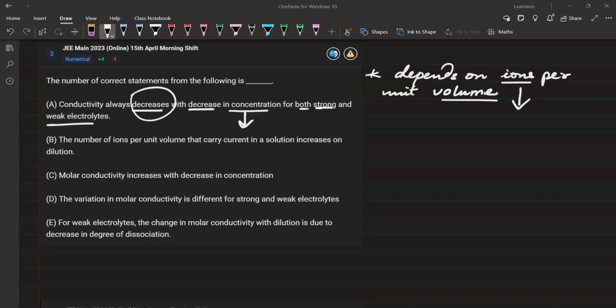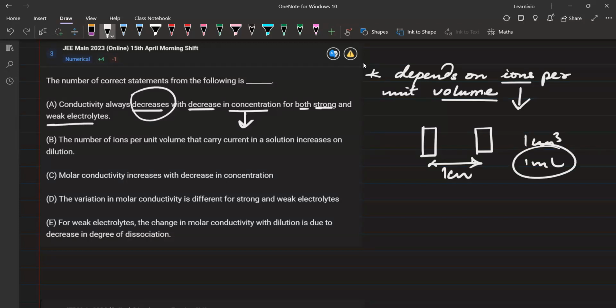No, that is molar conductivity. What you wrote, K into 1000 by M, that is molar conductivity, not conductivity. Conductivity depends on the ions per unit volume. If you have electrodes of 1 centimeter square and the distance between them is 1 centimeter, this will give you 1 centimeter cube. Whatever conductance is given by this particular cell is known as conductivity. So this is 1 unit volume, 1 ml.